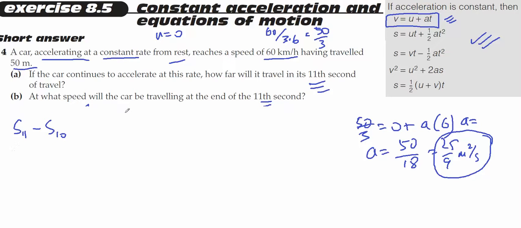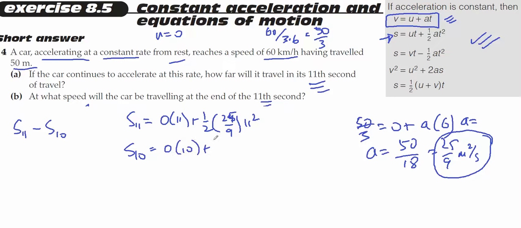So S of 11 will be using this rule, u, which is 0 times 11, plus a half, a, which is 25 on 9, t squared, which is 11 squared. And S of 10 equals 0 times 10 plus a half, 25 on 9 times 10 squared. All on a calculator, that gives you 175 on 6, which is roughly 29.17 meters.